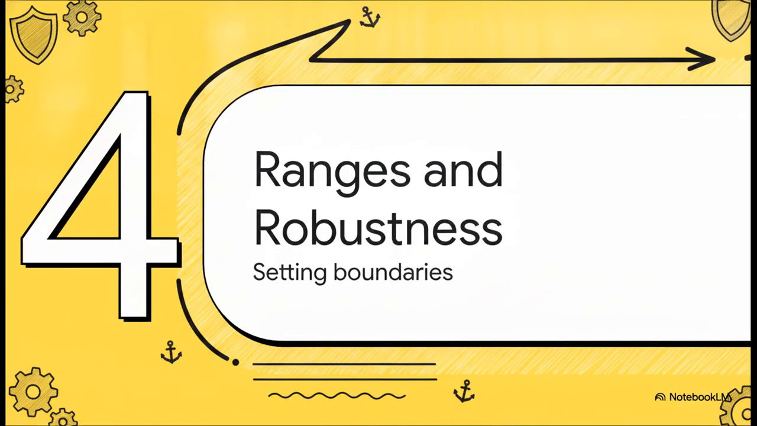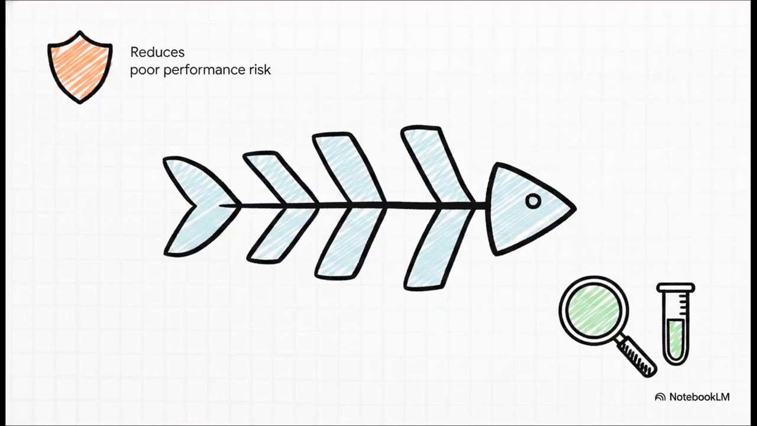Section 4, parameter ranges and robustness, navigating challenges and setting boundaries. When it comes to challenges, quality risk management, or QRM, is absolutely your best defense. By utilizing tools like Ishikawa diagrams, you can actively reduce the risk of poor performance. It helps you prioritize exactly which parameters actually need experimental testing.